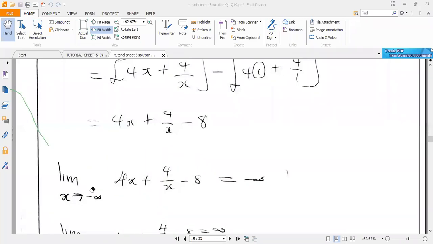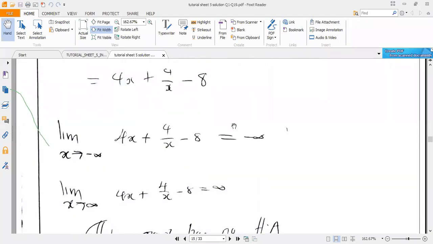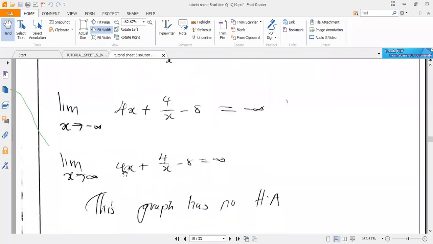And then you do the same again. Now you use positive infinity. When you plug in positive infinity, you still get positive infinity, which shows that this graph has no horizontal asymptote. It's clear now?